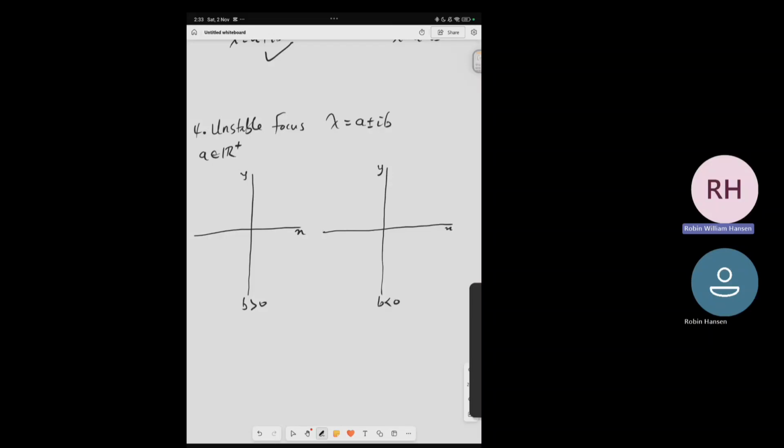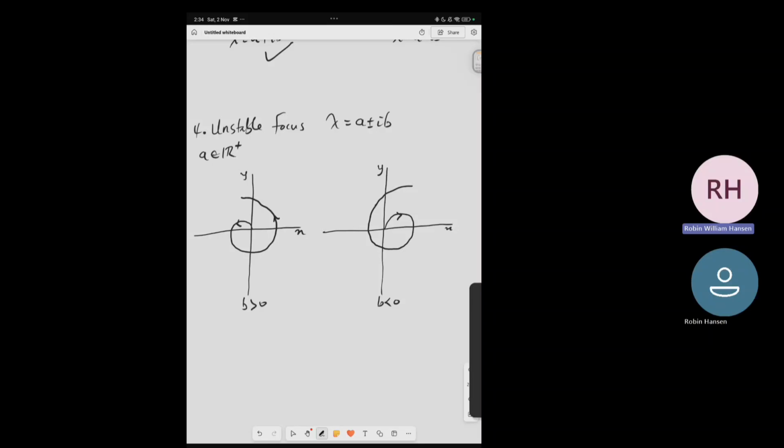For B greater than 0, our system will spiral outward in an anti-clockwise manner. Start from the origin, and we go out. Is that okay? For B greater than 0, we spiral anti-clockwise. So this is how we move. For B less than 0, we'll spiral clockwise out of the origin.